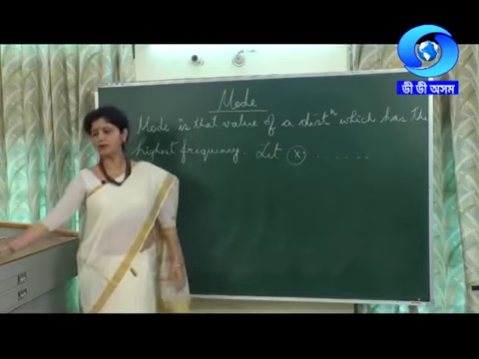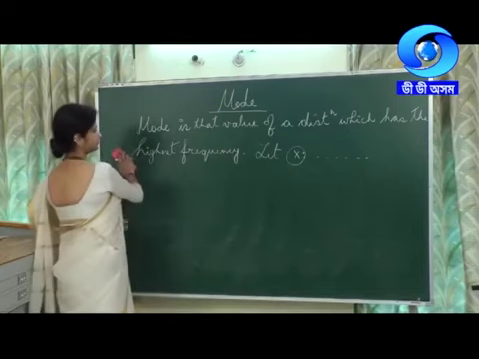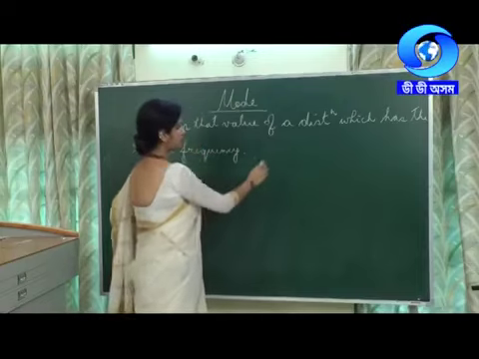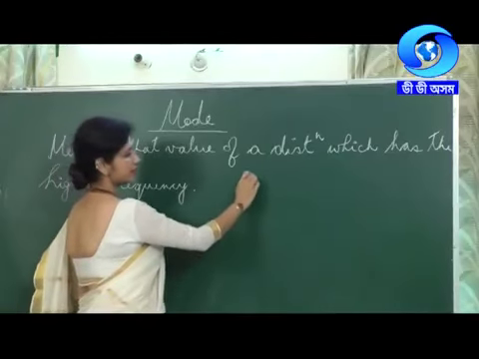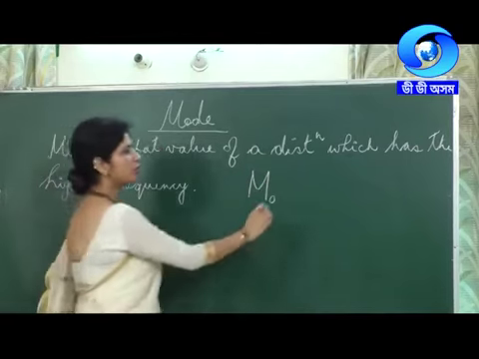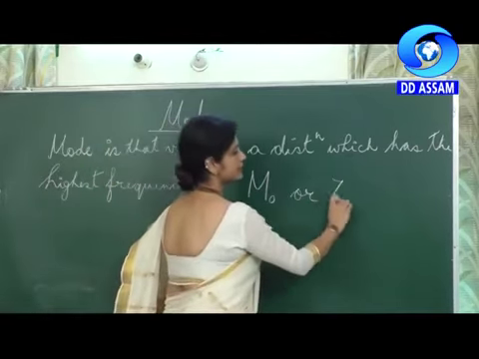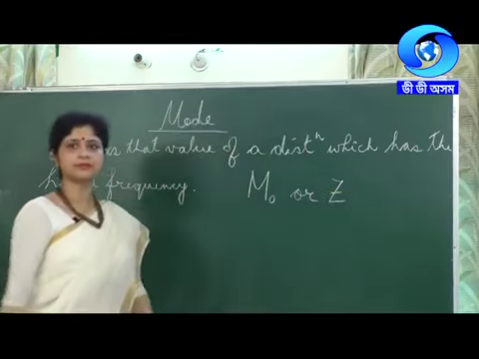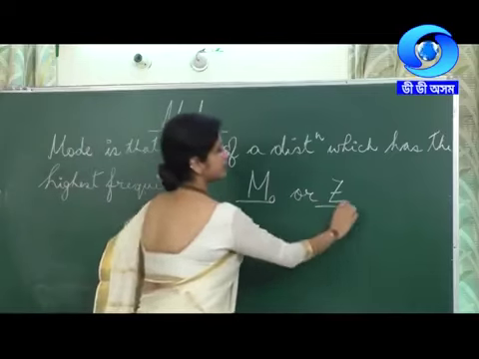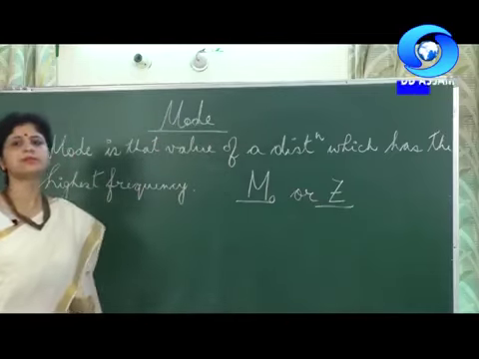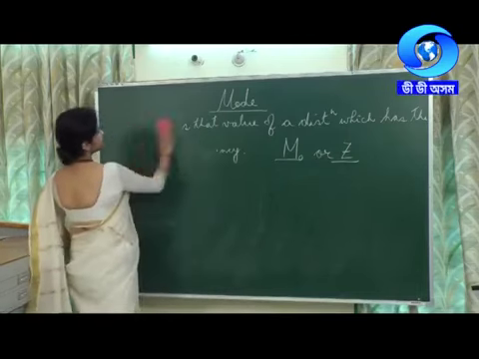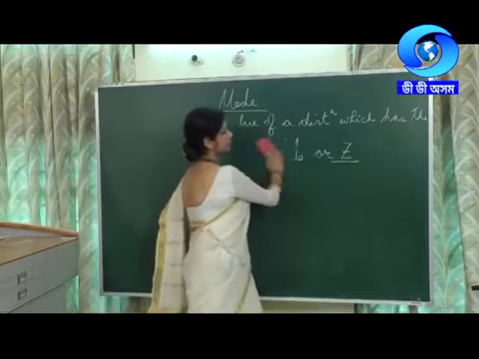Now to denote mode, we write it as mo. Sometimes we write it as mo, or sometimes we use the letter z to represent mode. Symbolically, we use mo or z for depicting mode. All right.